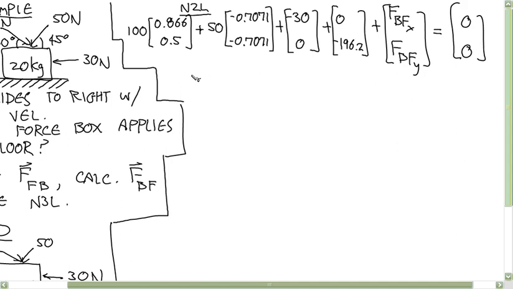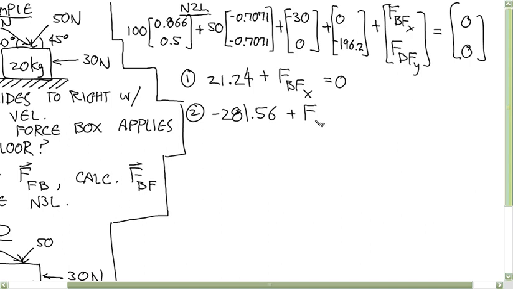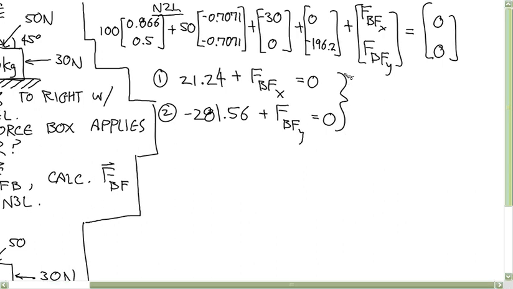Okay, so we have two equations. If you add up all these numbers, you get 21.24 plus F_BF,x equals zero, and negative 281.56 plus F_BF,y equals zero. And so the vector F on the box by the floor is equal to negative 21.24, positive 281.56.